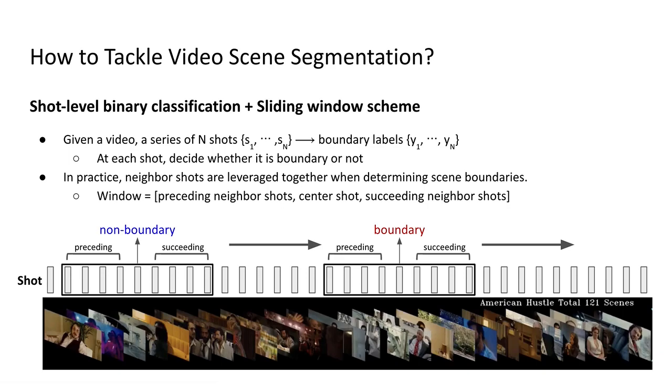The task is typically formulated as shot-level binary classification with a sliding window scheme. Given a video divided into a series of shots, each shot is classified as a boundary or non-boundary one. In practice, rather than taking a single shot, a window including preceding and succeeding neighbor shots is leveraged to exploit contextual information for precise decisions.